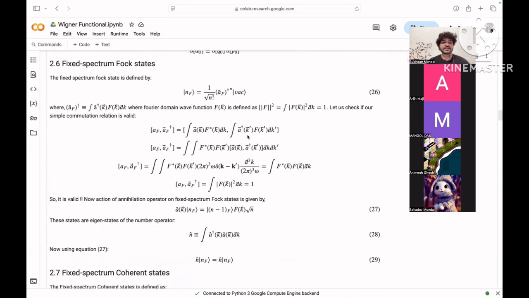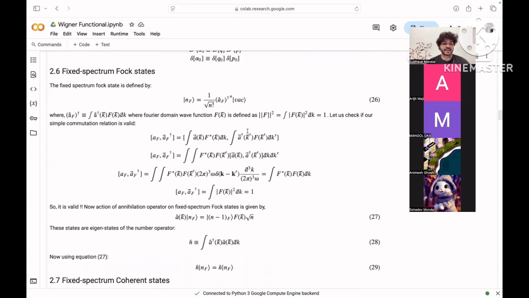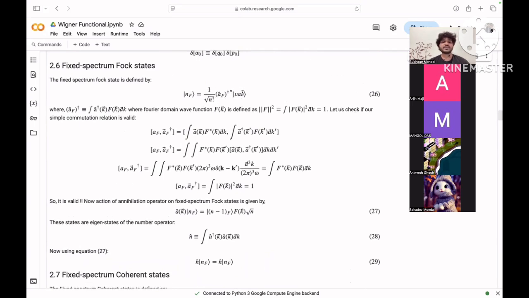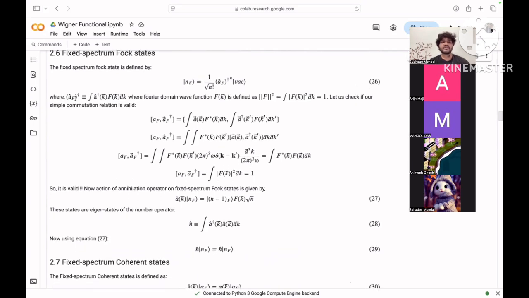First of all, we want to discuss the fixed spectrum Fock states. The fixed spectrum Fock states are defined by this expression: |n_F⟩ = 1 divided by root n factorial, (α_F†)^n acting on the vacuum state, where α_F† is defined like this, where f is the Fourier domain wave function, and it is defined like this.